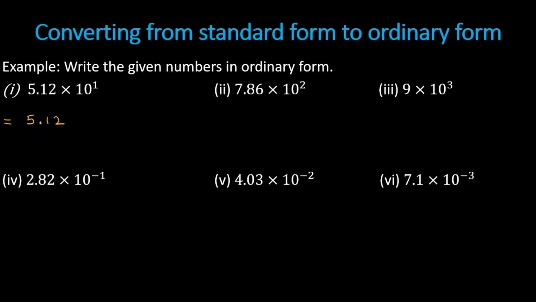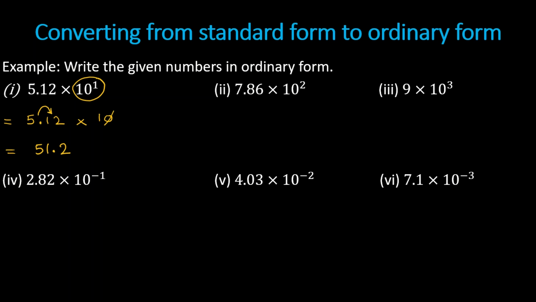5.12 times 10 to the power of 1 is simply 10. Now this type of calculation you have covered in primary level. You cut the 0, you move the decimal to the right by 1 decimal place. So this becomes 51.2. You see, this is quite easy.